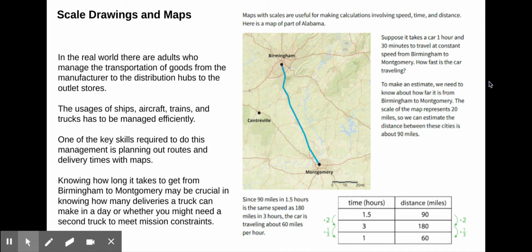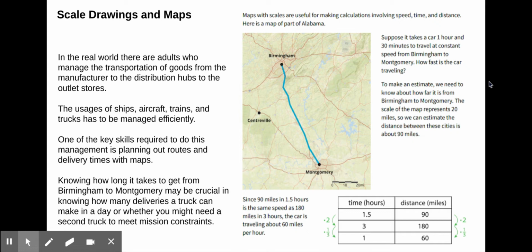Which talks about, okay, suppose it takes a car 1 hour and 30 minutes to travel at a constant speed from Birmingham to Montgomery. How fast is the car traveling? To make an estimate, you need to know how far it is from Birmingham to Montgomery. The scale of the map represents 20 miles, so we can estimate the distance between these cities is about 90 miles.